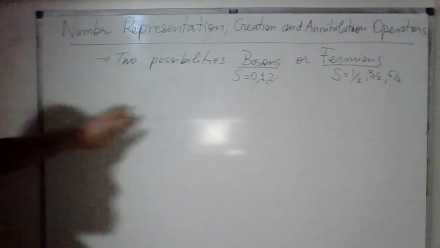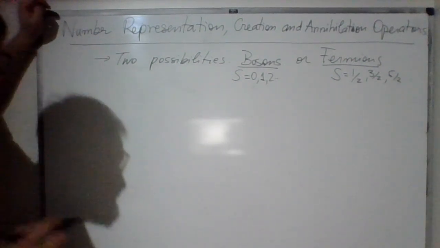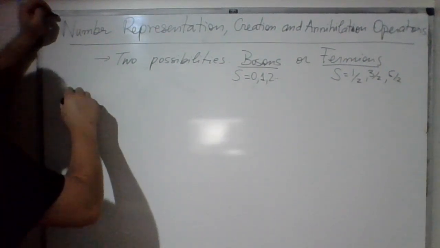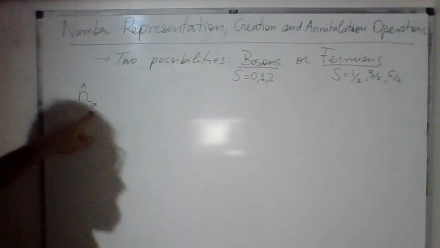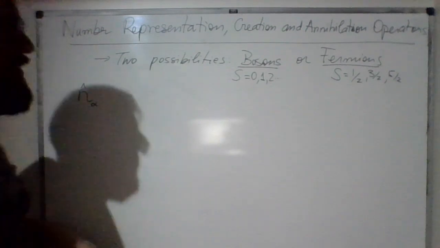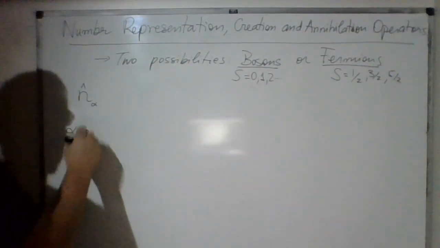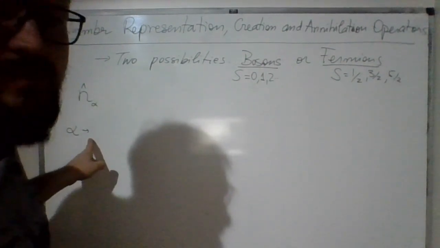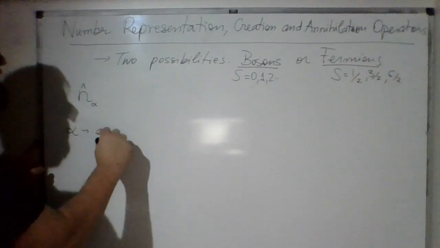So what is the number representation? Number representation assumes that you have a number operator. So suppose there is an n sub alpha here. The alpha corresponds to a set of quantum numbers. So this is the physical state, the quantum state.